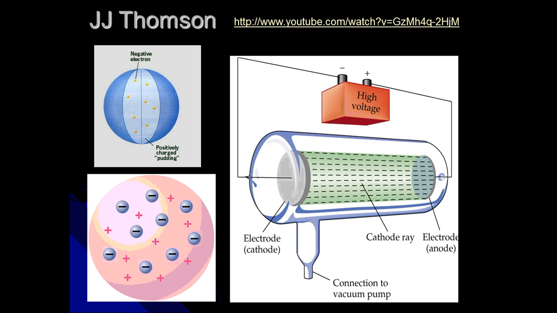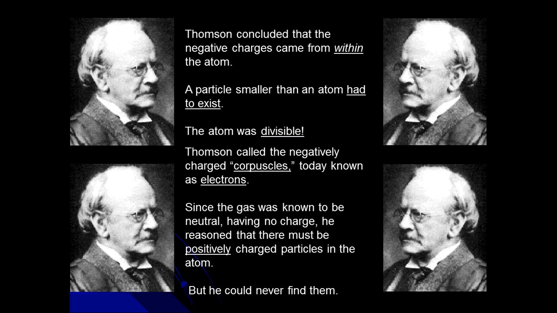Another one just goes through his experiment in a little bit more depth. But you want to know that J.J. Thomson is responsible for the famous cathode ray experiment, and that his plum pudding model is the first model of the atom that showcases a smaller particle than just the atom, which he called the electron.